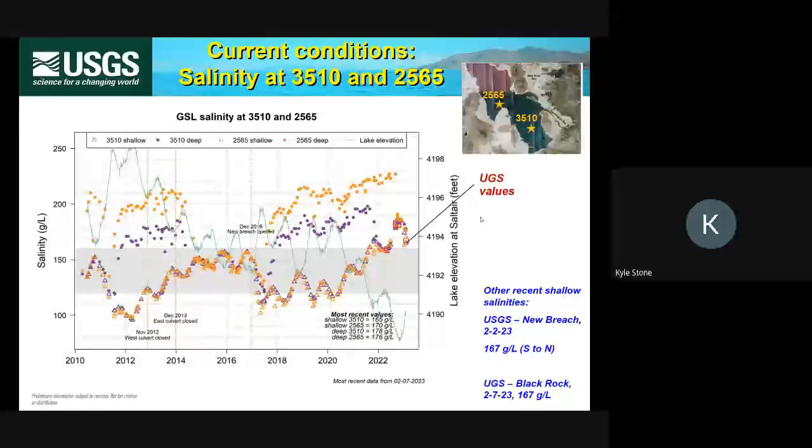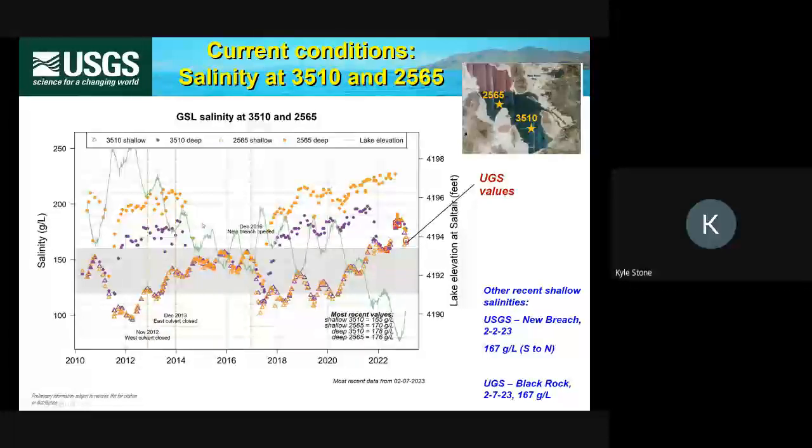So the purple symbols are the 3510 data, triangles are shallow, dots are deep, and the orange is our site at 2565. We can see clearly that when there's a deep brine layer, we see a stratification between shallow and deep at both sites. We tend to have higher salinities at 2565 at depth, likely due to its proximity to the north arm.